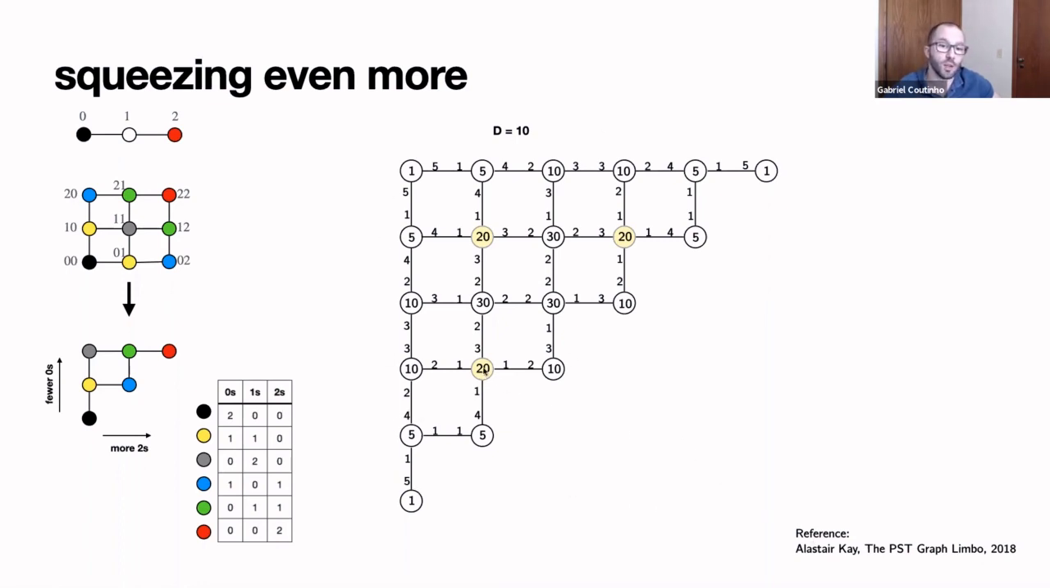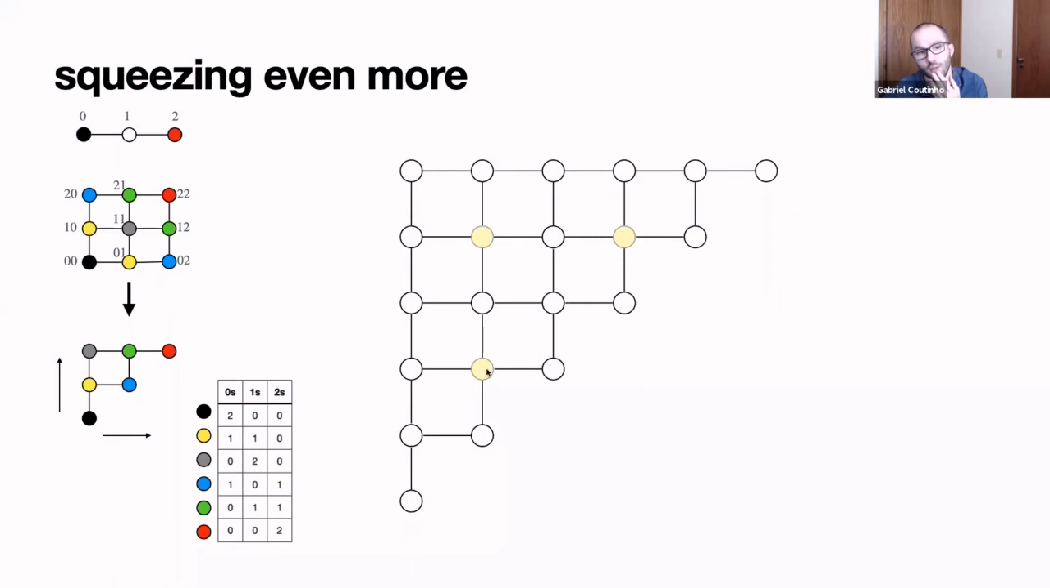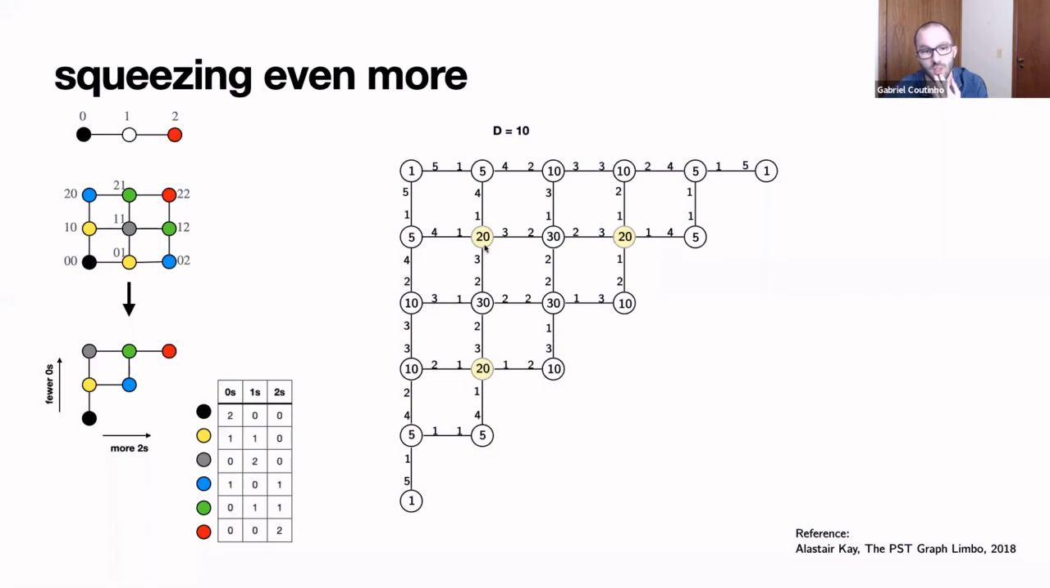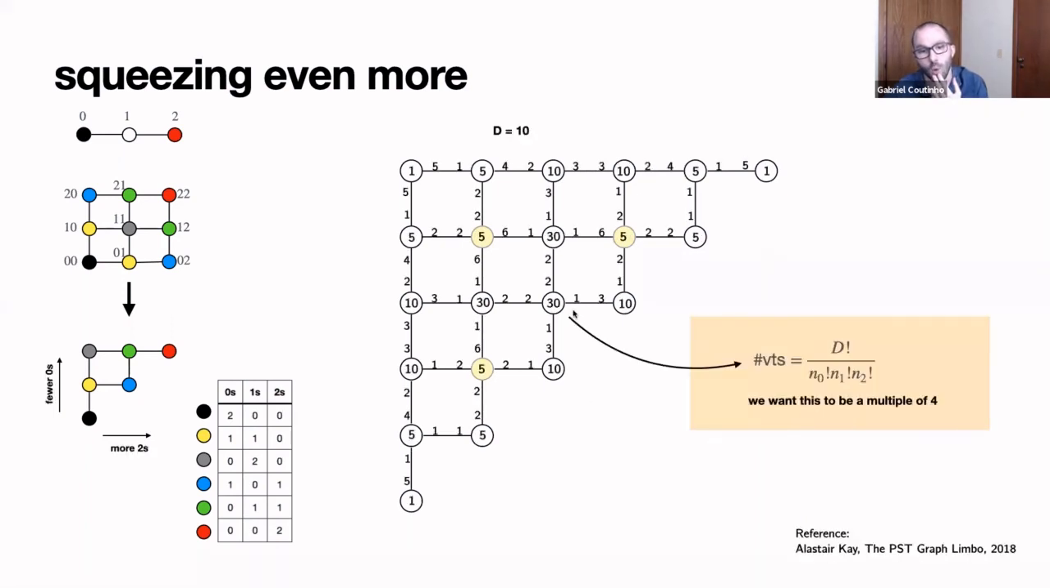And then Alistair noted that you have these blobs with 20 vertices, and each one of them you could again reduce, each block of four, to a single bigger vertex. So instead of 20 vertices here, here, and here, you could have 5 vertices here, here, and here. So the game is to wonder whether or not the number of vertices in each one of these classes is a multiple of 4. Because when they are, you can group every 4 vertices into one big fat vertex.